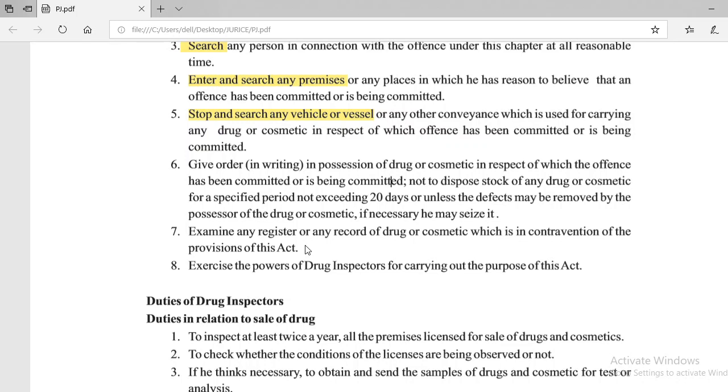The last power is nothing but he can use all these powers. This is simple. The last means he can use all these powers in order to achieve and in order to regulate this act throughout the state or throughout the country nicely, right? These are the powers given to the drug inspector.